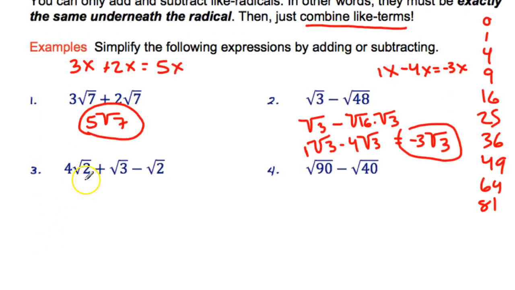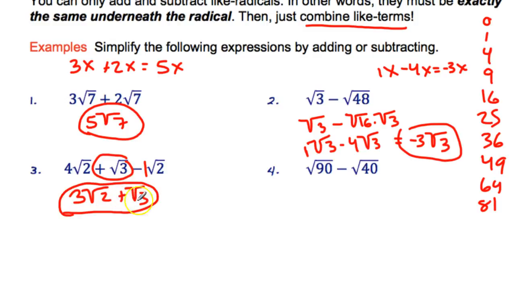All right, over here, number 3. If I'm looking at this one, well, which ones have the like radicals? This is radical 2, that's radical 3, and that's radical 2. Well, I can't do anything with this radical 3, so it's going to stay there. So I can combine the radical 2's. So I'll put an imaginary 1 in front of that one. And now I have 4 radical 2 minus 1 radical 2. Well, 4 minus 1 is 3 radical 2. And then I have to keep this plus radical 3. And that's it. I cannot combine these anymore because they are not like terms.